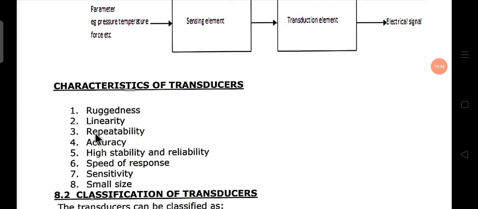Then repeatability. Then accuracy is also there. High stability and reliability are also there. Speed of response is also high, and sensitivity is also high. A little bit of change can also give a small or low signal. Then small size, a transducer is of very small size.